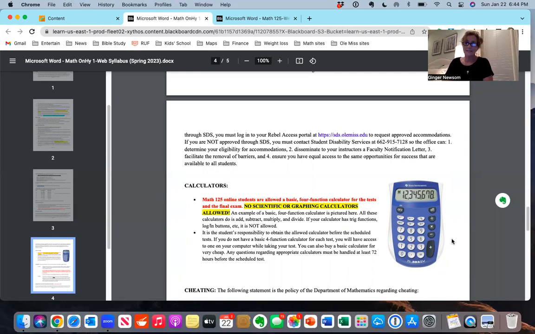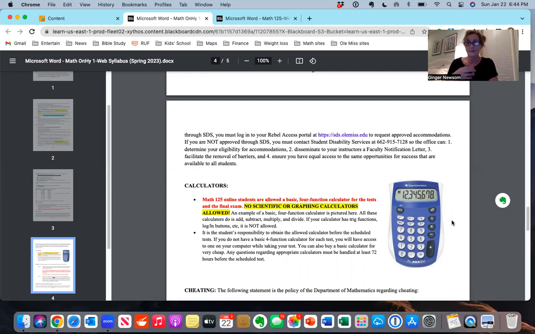When you take your test, they should supply you one. If you want to have one at home and buy one, you can find one at the dollar store. They're not that expensive. Of course, on your homework, you can use whatever calculator you have. But just know, when you take the test, you will not be able to bring in a fancy calculator. You'll only be allowed a basic 4-function calculator.